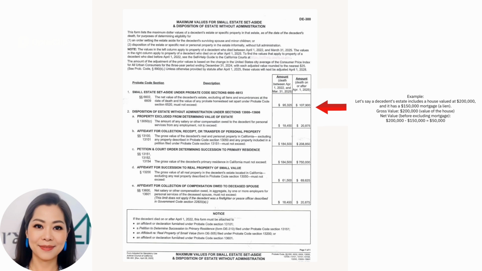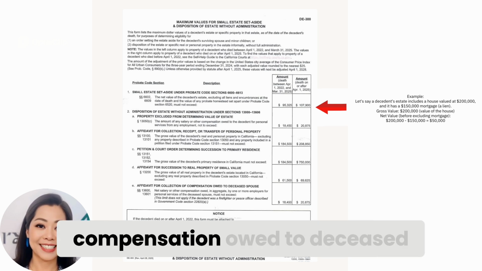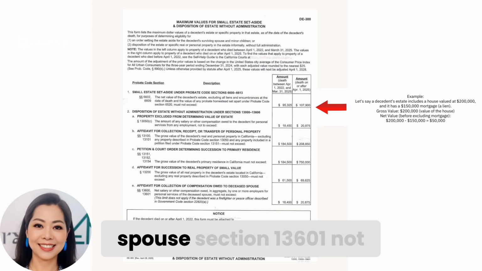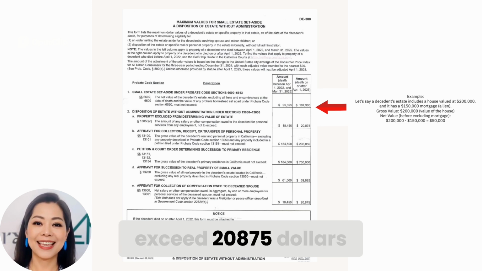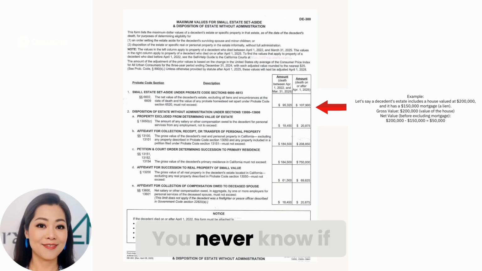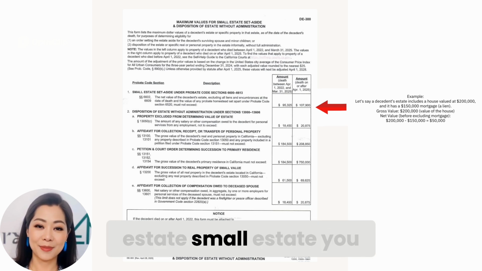$69,625. Part E. Affidavit for collection of compensation owed to a deceased spouse, Section 13601, not to exceed $20,875.